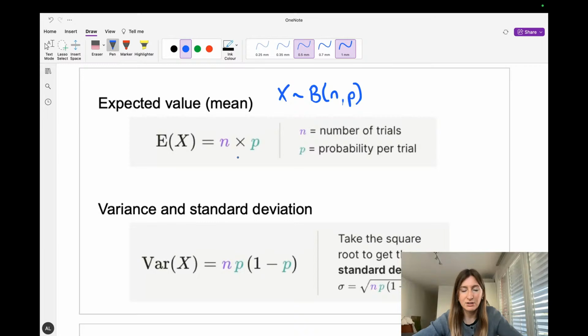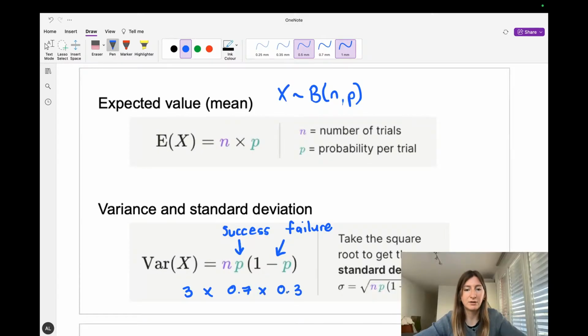So expected value questions, very nice questions. Similarly, for variance, it's n times p times 1 minus p, the complement of p. So if p is our success, then 1 minus p is the complement of that. That's our failure. So probability of the thing we want happening times the probability of what's not happening. So let's say if p was 0.7 and our trials were, let's say, three trials, probability of happening is 0.7. Well, the probability of them not happening, they've all got to add up to 1, is just 0.3.